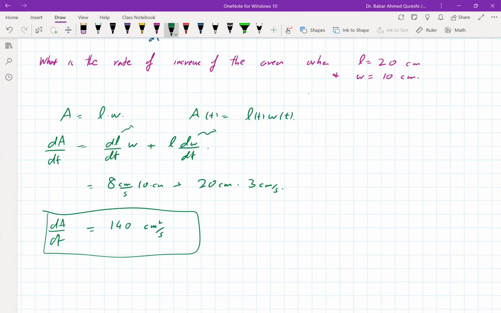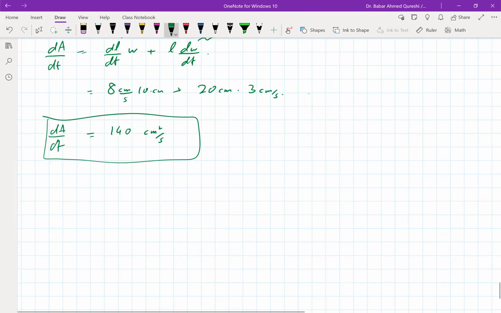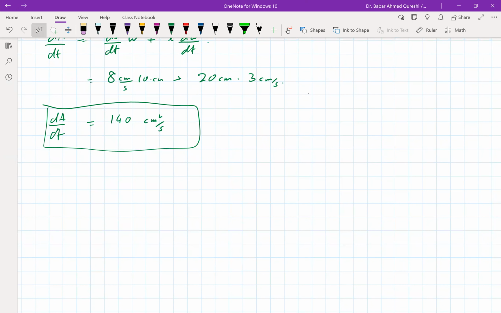Now, let's consider this one. Problem 70, there's no 78 here. Let's consider this one 42.